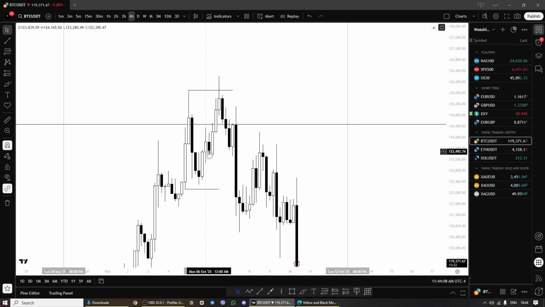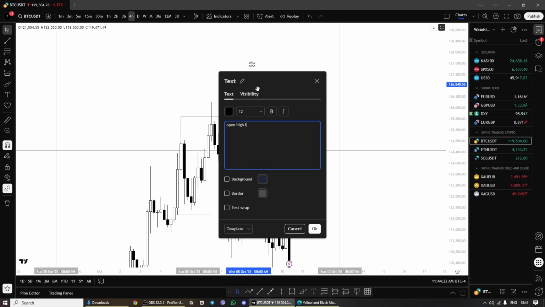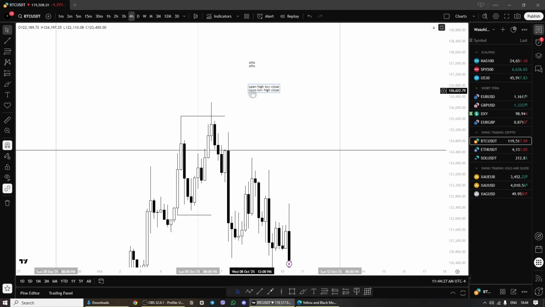Because the most important thing inside the open high low close and the open low high close is, if you see it like this, it's not detailed. But if you make it like this, what do you see? You see that if you want to go high, you must open, then take out a low, and then go high and close.